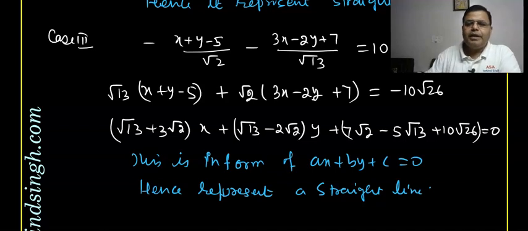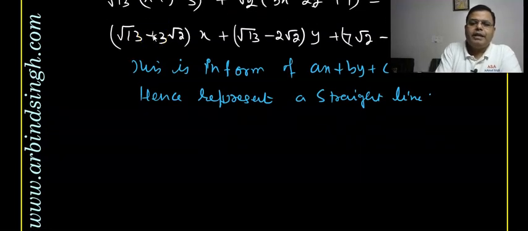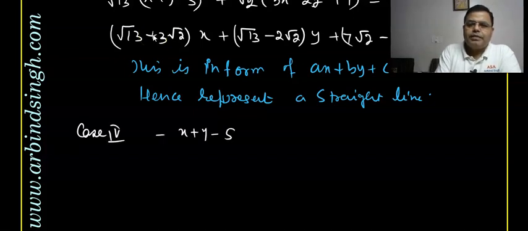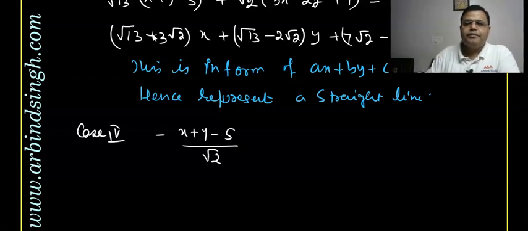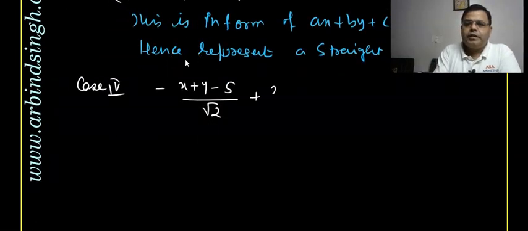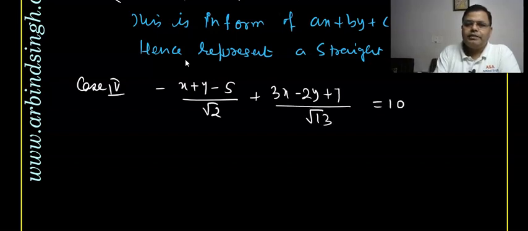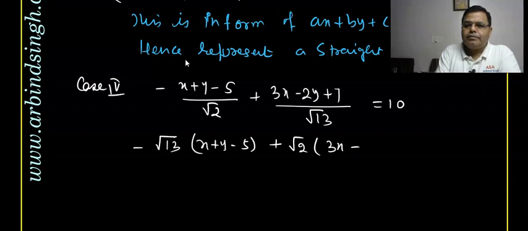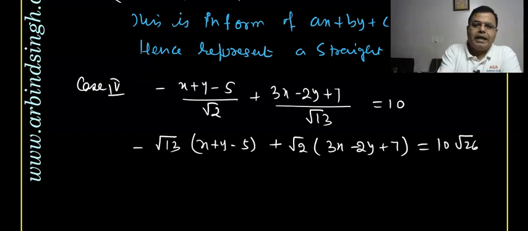Now case 4 can be dealt with. That first one is negative and second one is positive. Case 4: when x plus y minus 5 upon root 2 is negative and 3x minus 2y plus 7 upon root 13 is equal to 10 is positive. So in that case, this will be minus root 13 into x plus y minus 5 plus root 2 times 3x minus 2y plus 7 is equal to 10 root 26.